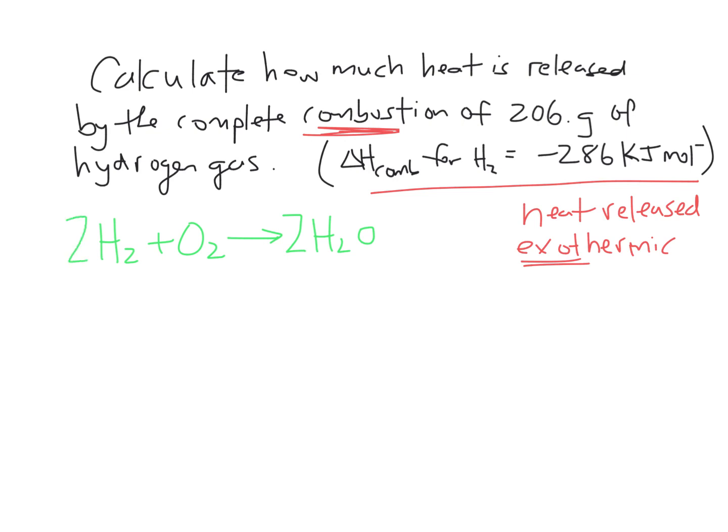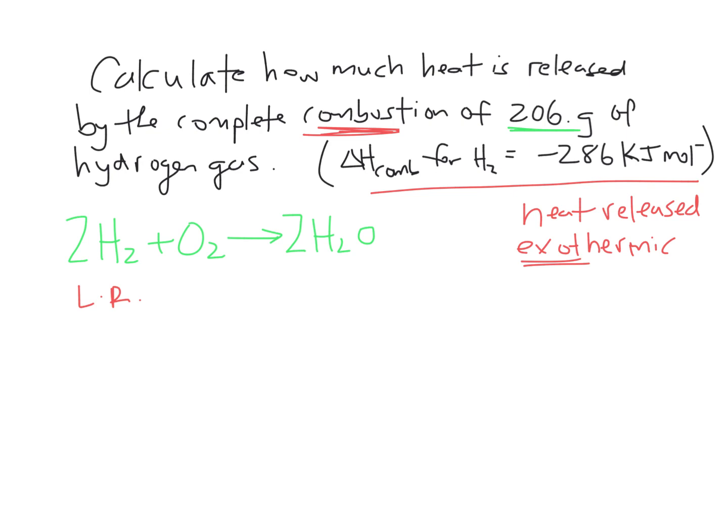What I was saying though is we should realize that because it's combustion, it's always exothermic, and also because it says in the context of this question, the complete combustion of 206 grams of hydrogen gas. We're assuming that all of that 206 actually is combusted. We don't have to worry about what the limiting reagent is in this case, stoichiometrically. We're going to assume that hydrogen gas is going to be the limiting reagent for sure. That's kind of the flavor of this question.